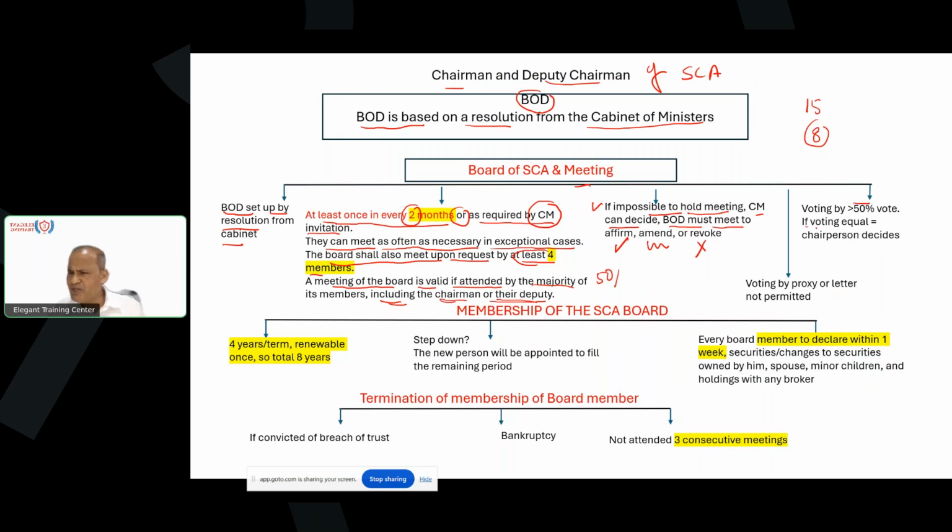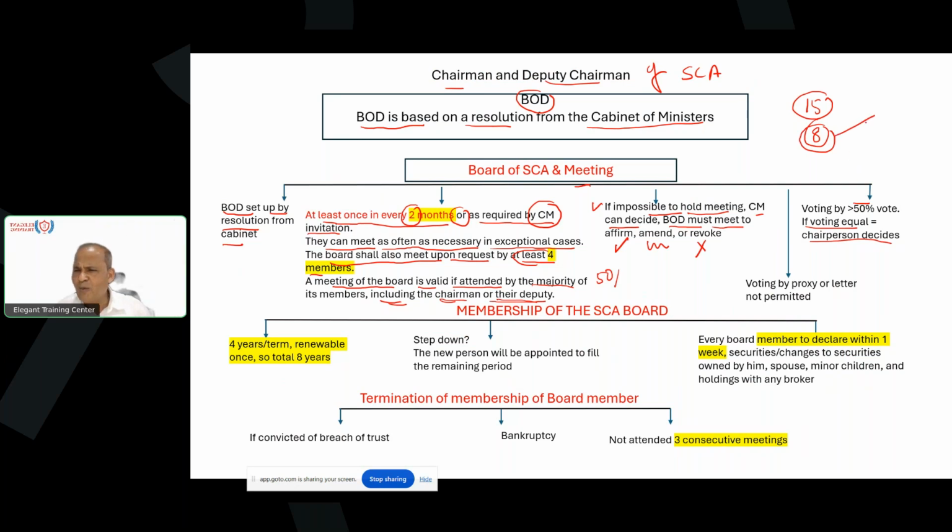If voting is equal, the chairperson will decide. Clear? So suppose now let's say 8 members are present. There are 15 members, but 8 members are present. So is the meeting valid or not? Valid, because more than 50%.